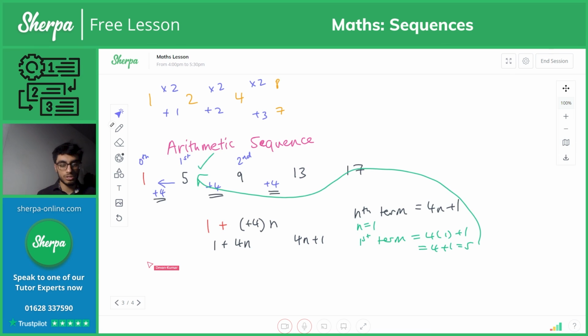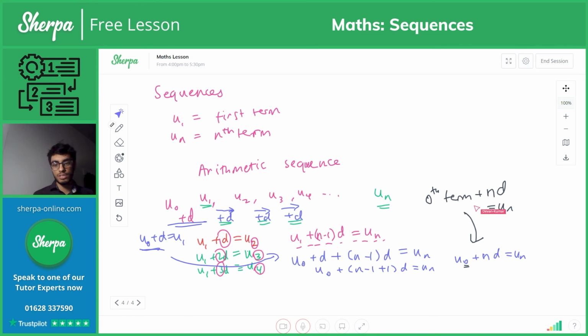Now let's look at what I told us to do here. Let's look at the zeroth term, and then I said, what's the common difference? So this is u0, and this common difference here, this plus 4, is the d times the n. So we had u0 plus dn, and I said this was equal to the nth term, which is un. So u0 plus dn equals un, and here you see we have the exact same equation, right? So that's how it works.